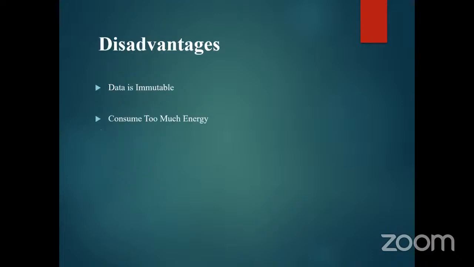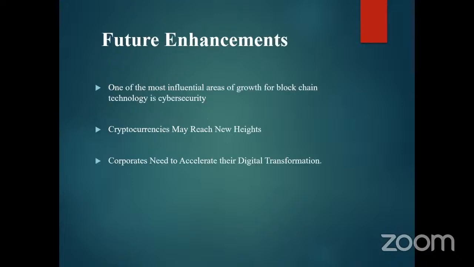And the disadvantages are data is immutable. Once the transaction is entered into the blockchain, it cannot be tampered with or removed. It consumes too much energy because the blockchain needs huge servers and this consumes more power and energy. Future enhancements. The blockchain uses cryptographic keys that prevent fake transactions or fake persons who can get involved in the blockchain transactions. This reduces cyber crimes.